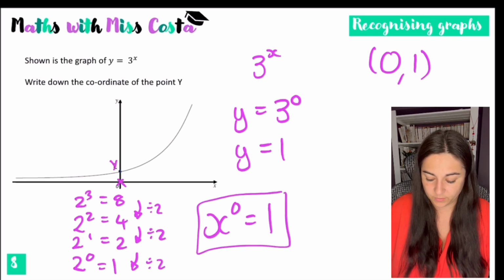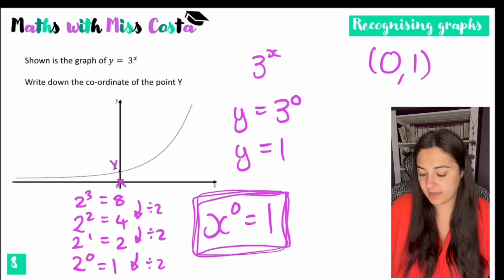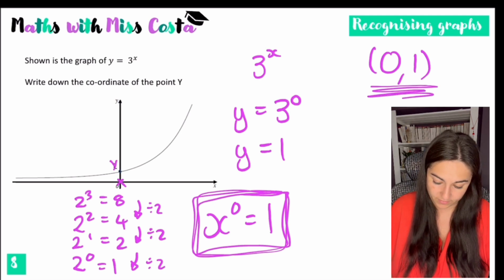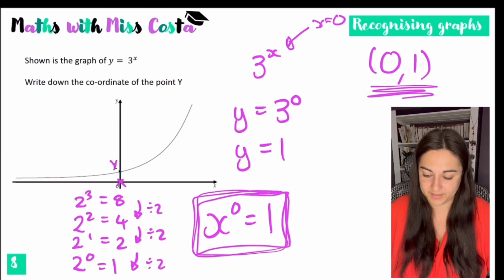That's a key thing that you hopefully know. But either way, the coordinate of point y would be (0, 1). So you use the fact that x is 0 over here, substitute that into here, and you find your y coordinate.